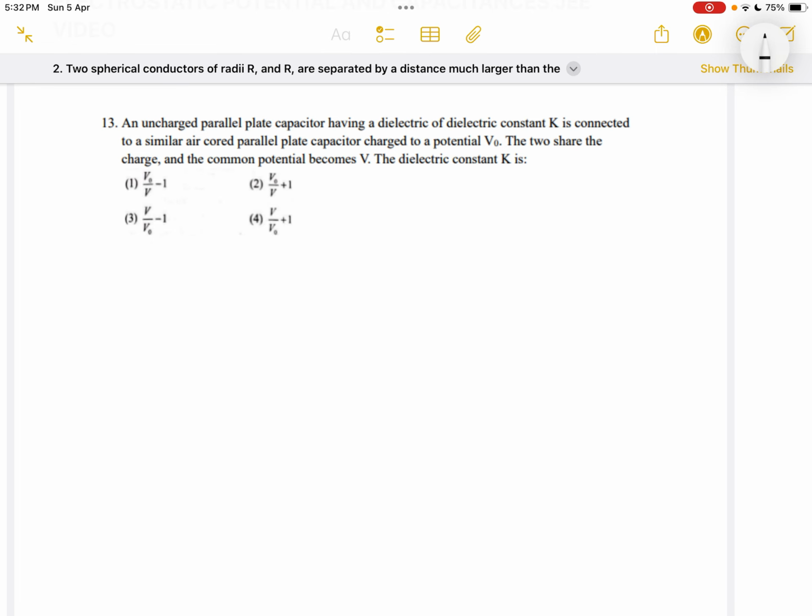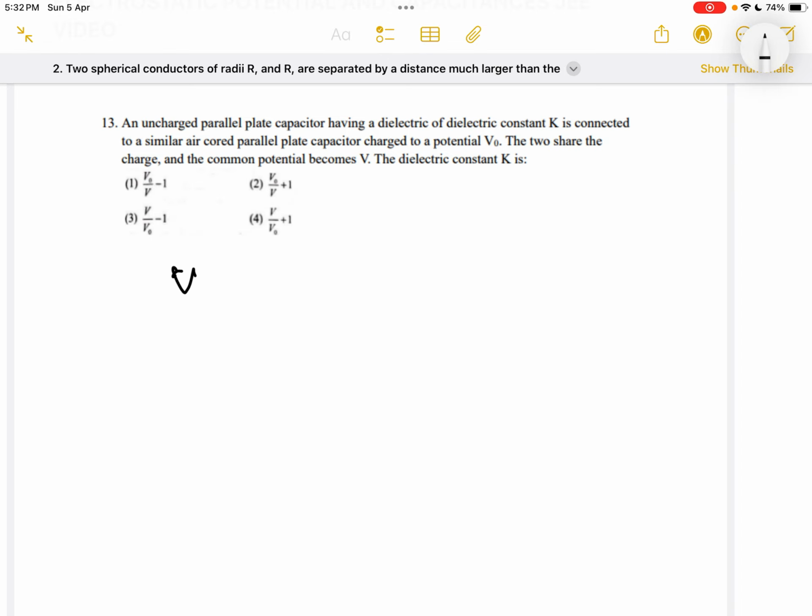An uncharged parallel plate capacitor having dielectric of dielectric constant K is connected to a similar air-cored parallel capacitor charged to a potential V0. The two share the charge and the common potential becomes V. The dielectric constant K is. We are supposed to figure out the dielectric constant. Now, the air core capacitor is charged to V0, not the one with the dielectric.